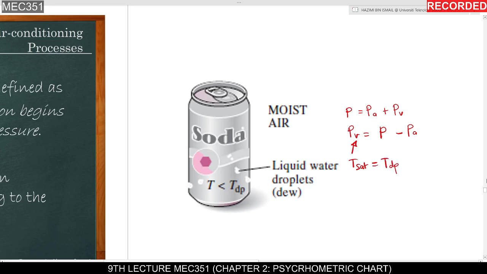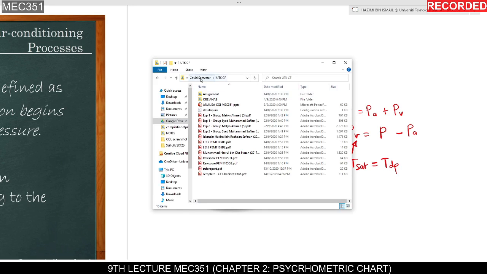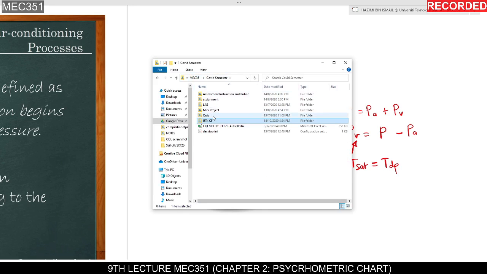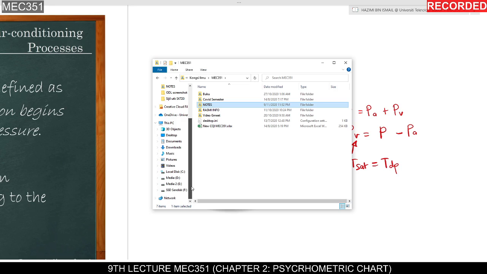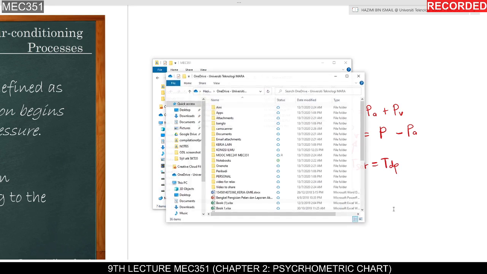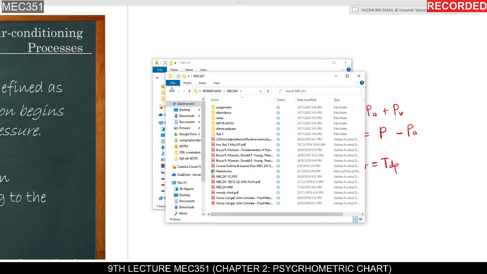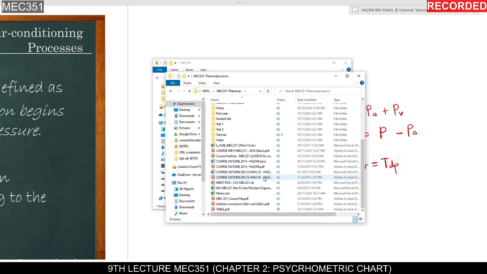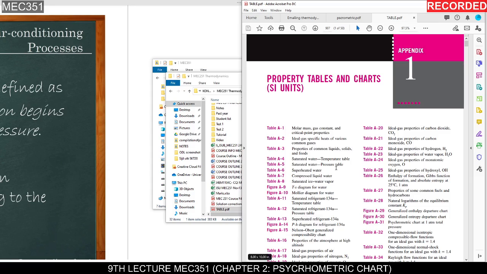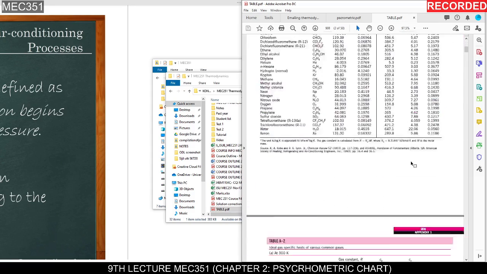Okay, let's say, properties table. Oh, sorry, I don't have it here. Where is my properties table? Okay, so this is our properties table.